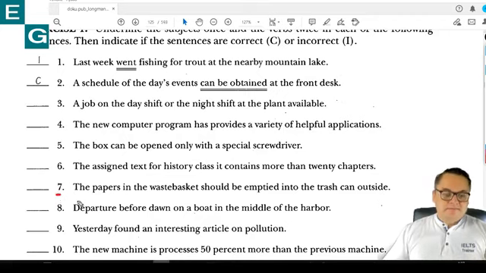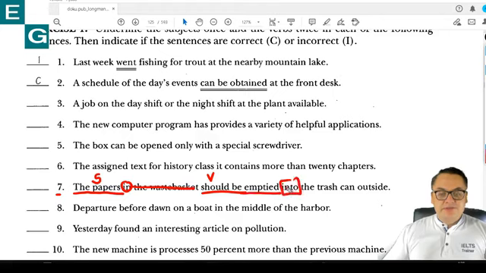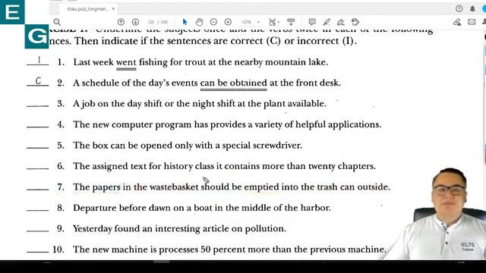Number 7. The papers in the wastebasket should be emptied into the trash can outside. The papers is the subject of the sentence. In the wastebasket, this is going to be something I can omit, I can take out, and I would still have a verb, should be emptied. This is my verb. Into, it's a preposition, and then I can also eliminate this part of the sentence. So this sentence is correct. It has a subject and a verb. It has the 2 of them. Number 8.